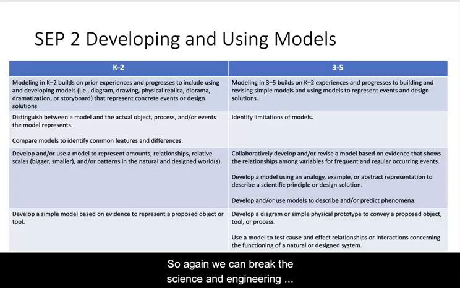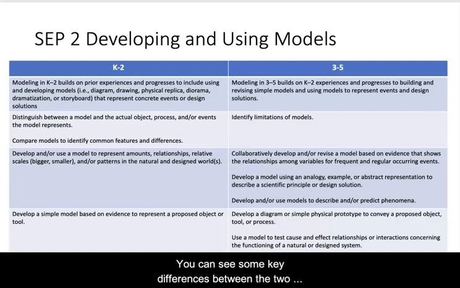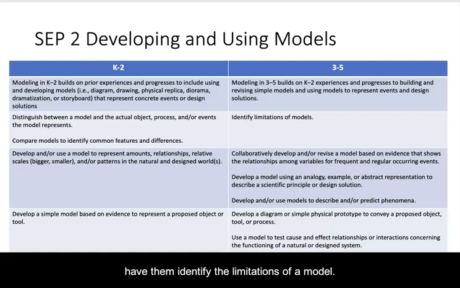So again, we can break the science and engineering practice up between our lower level elementary and higher level elementary school students. And you can see some key differences between the two. I think what's interesting is we want our kindergarten through 2nd graders to be able to distinguish between a model and an actual object, whereas when we get to 3rd and 5th grade, we're trying to have them identify the limitations of a model.